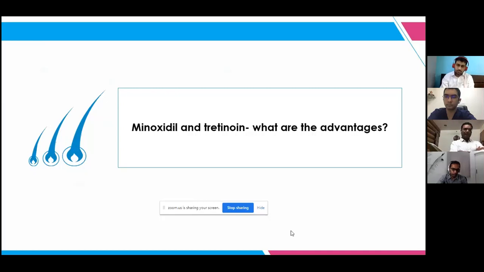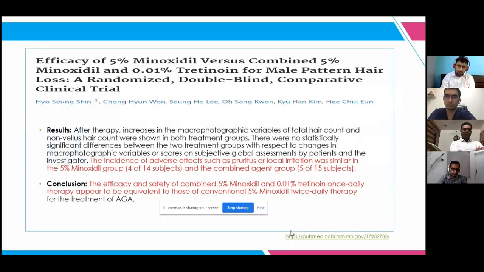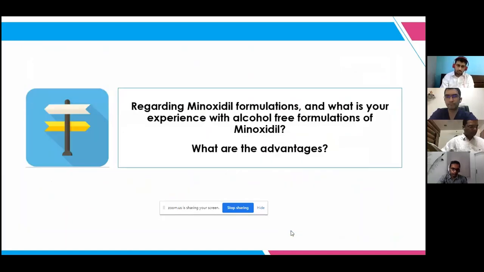Okay. There have been some studies actually. The efficacy of 5% minoxidil versus combined 5% minoxidil and 0.01% tretinoin for male pattern hair loss. It was a randomized double-blind controlled study. And they have mentioned that the efficacy and safety of combined 5% minoxidil with 0.01% tretinoin once daily therapy appears to be equivalent to conventional 5% minoxidil twice daily therapy. So instead of twice daily, we can apply even once daily, which is almost equivalent to the efficacy of 5% minoxidil twice daily. So it is a good study. I think we should go by the study and we can safely prescribe.